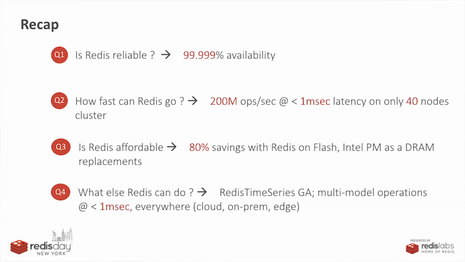So to recap, we talked about Redis reliability. We showed why 5 nines availability is important to operate Redis. We showed how Redis can scale to 200 million ops per second with just 40 nodes, and why you can run Redis on practically disk-based hardware without the cost associated with RAM. And then last, we showed you how you can do multi-model operations in Redis, and you can run it on the edge, on the cloud, or on-prem. Thank you very much.